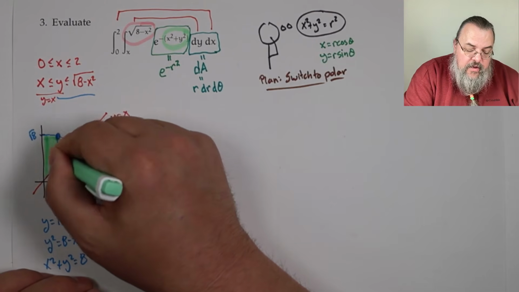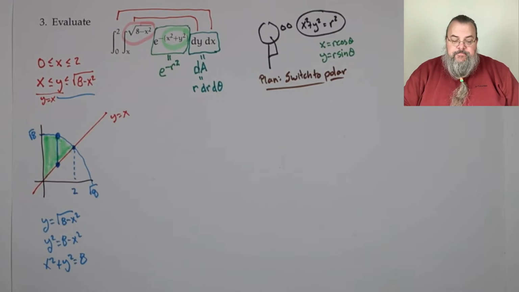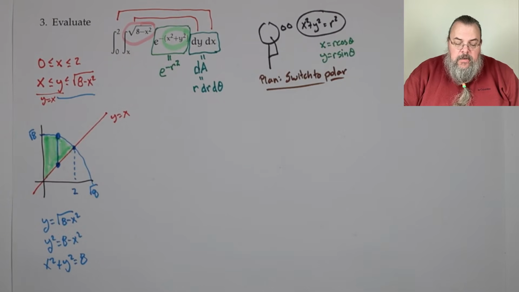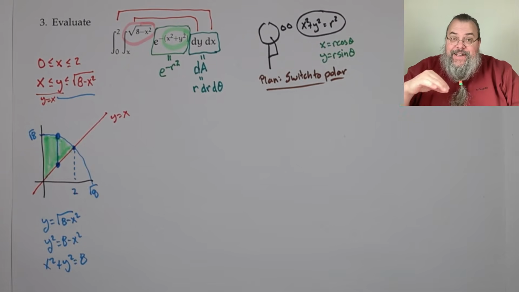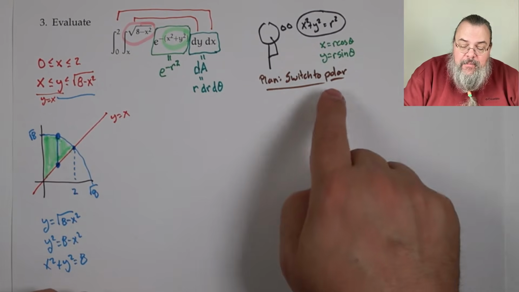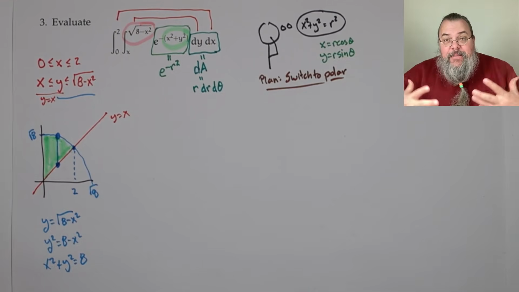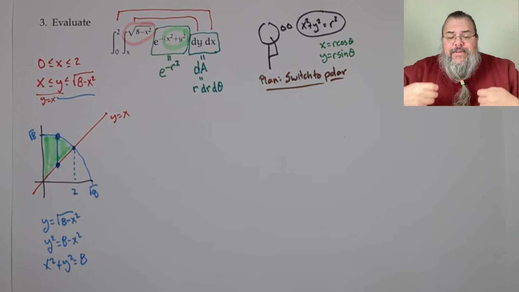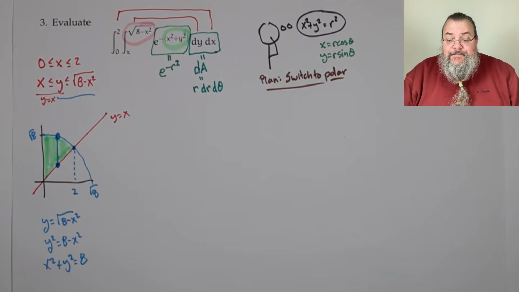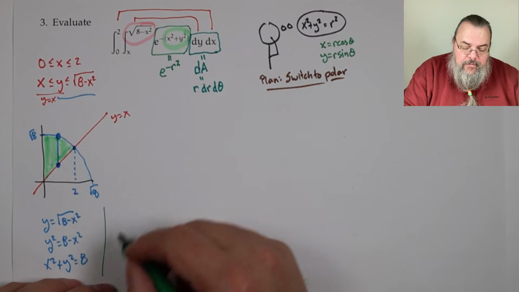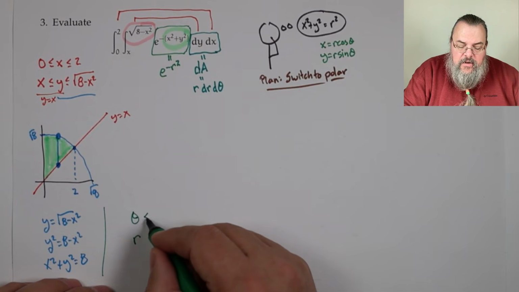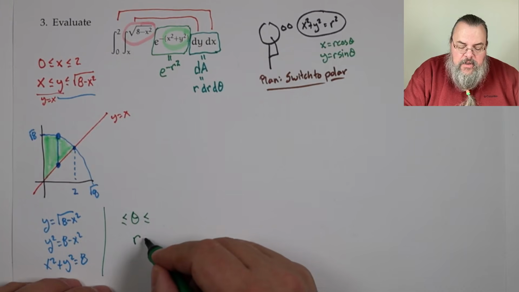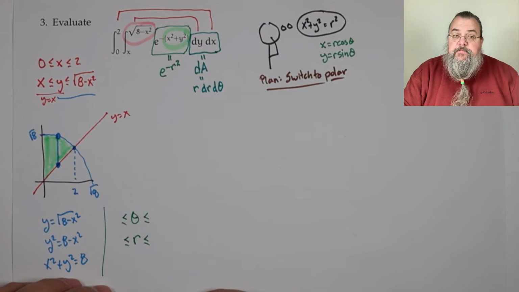All right, so there's our picture. Now, we need to describe it. But we aren't describing it in terms of x and y. We're moving into polar. So we have to think about, okay, how do we describe this in terms of polar? Well, in polar, we're going to say we have some range for theta, and then we have a range for r. So we need to say, where does theta go between, and where does r go between?